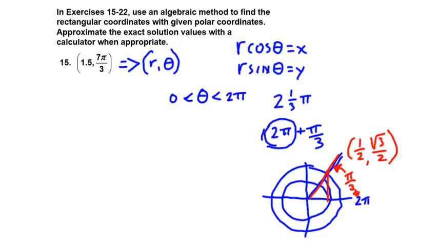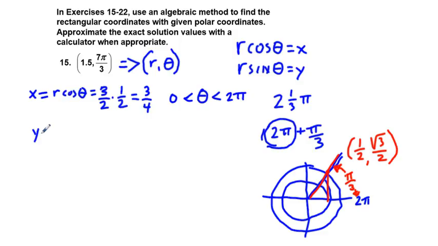And so what we have is that x equals r cosine theta, which in this case equals 1.5, which I'm going to change into fraction form of 3 over 2, times 1/2. And multiplying 3/2 by 1/2, we get 3/4. So that's going to be our x value.